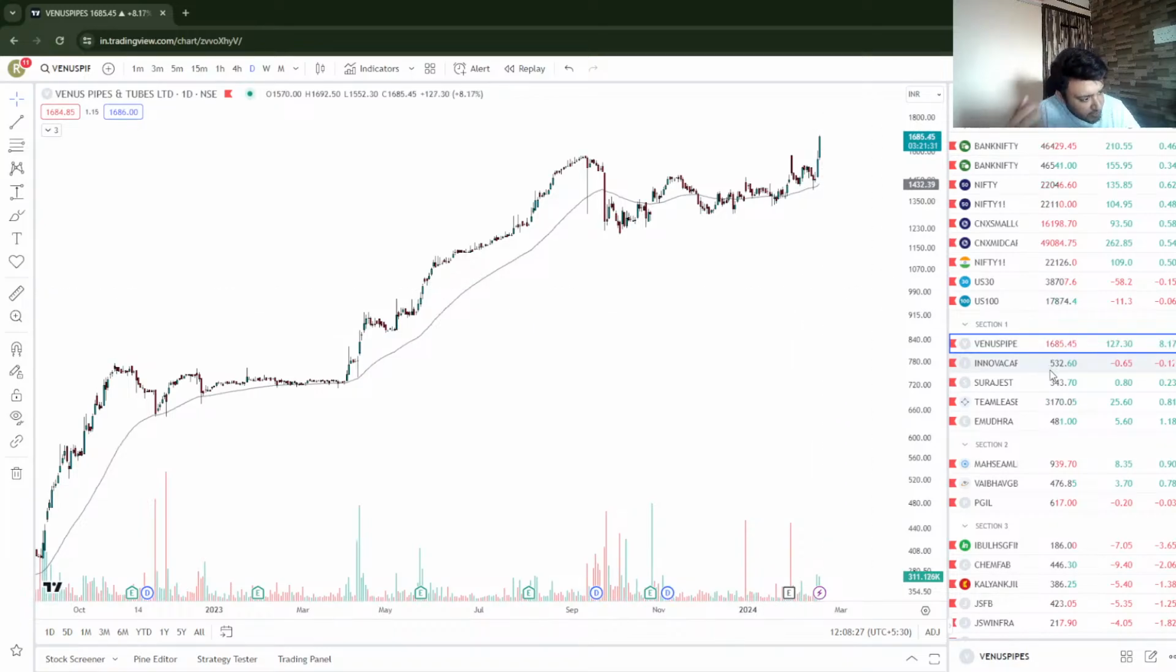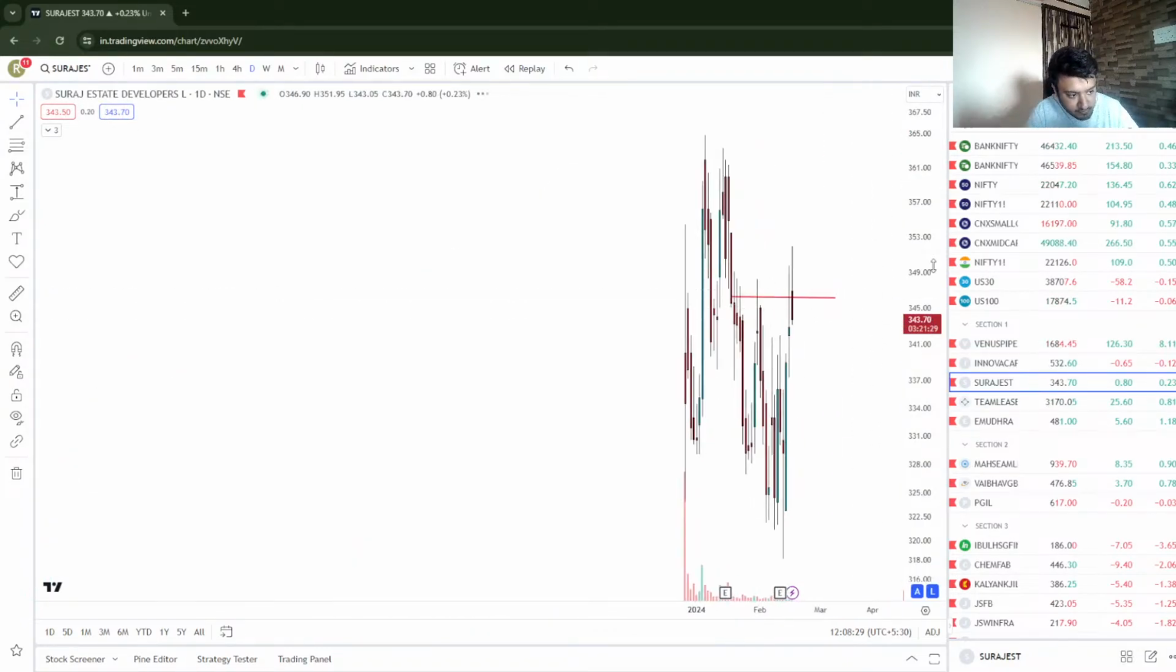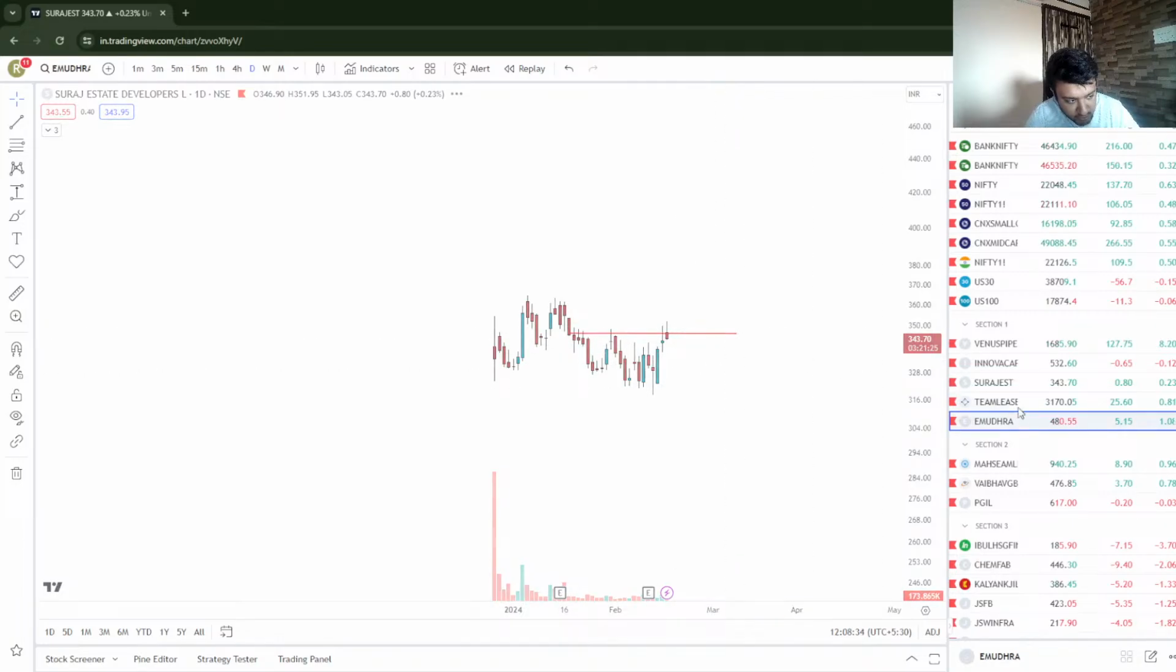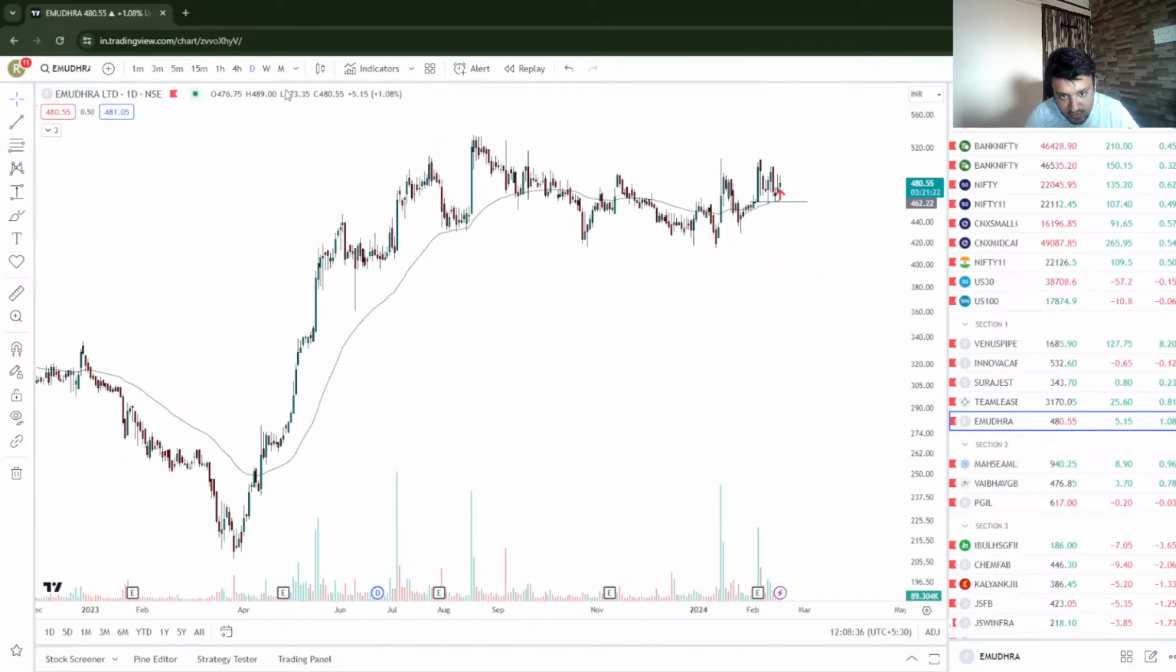So any stock that you see on my watchlist, everything will have some sort of a base which it is breaking out of. If you see this one, what is going on in this stock?